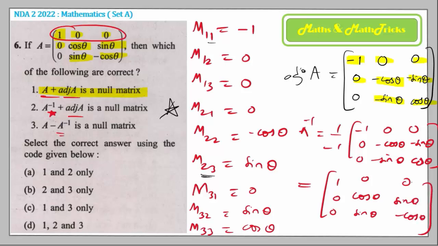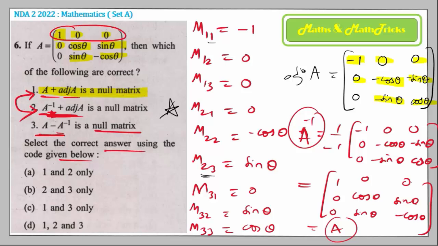So you see that A inverse is the same as A. So when you subtract them, you will get the null matrix. So this is perfect. Now you have to check whether the second statement is valid. A inverse, when you add it to the adjoint A, it will be yes, because A inverse is the same as A. So statements 1 and 2 are actually similar. So all the statements 1, 2, 3 are correct. Hence the answer is option D.